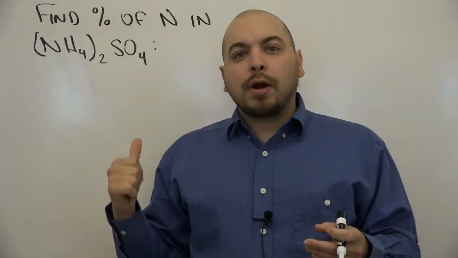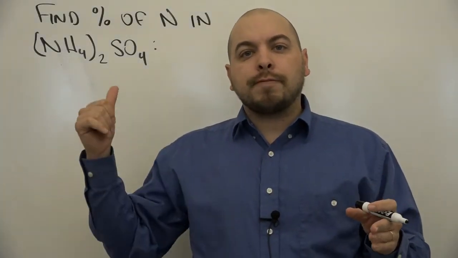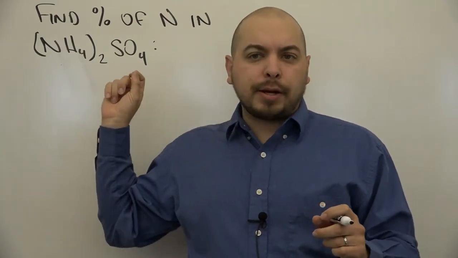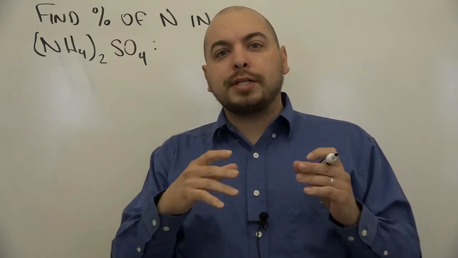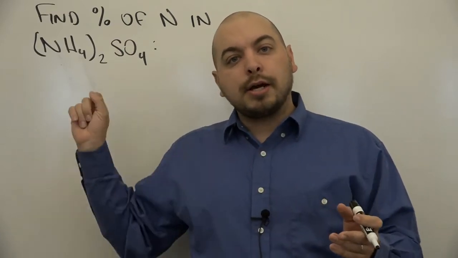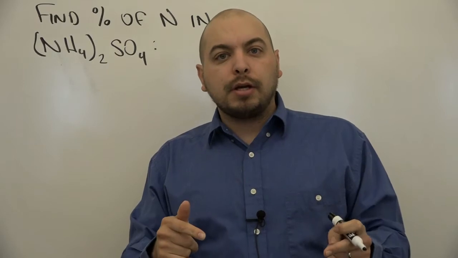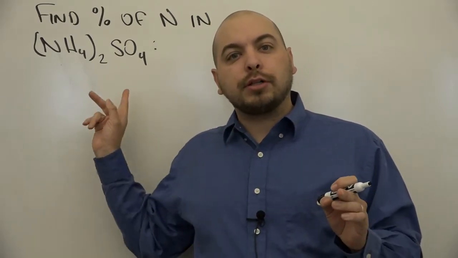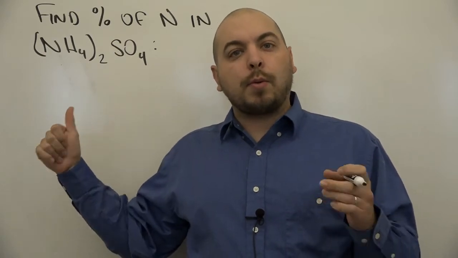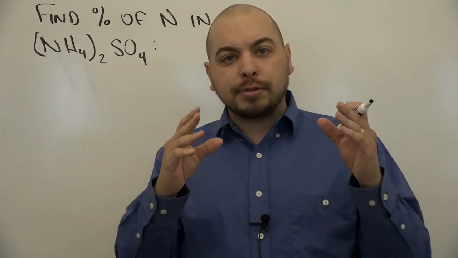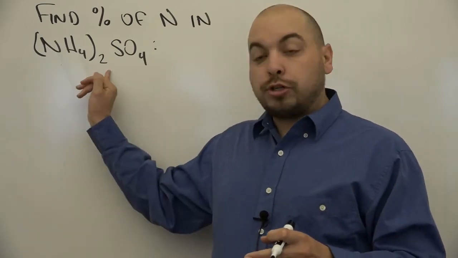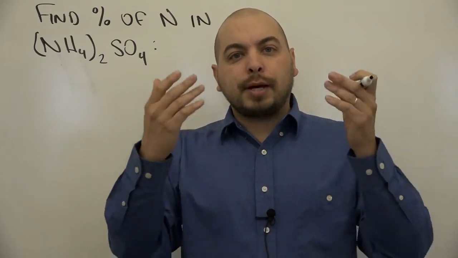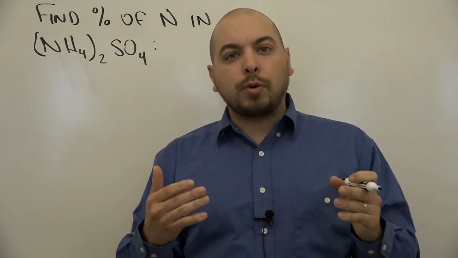In this problem, I want to find the percent composition of nitrogen in ammonium sulfate. So here we have our compound ammonium sulfate, and we're looking for what is essentially the percent by mass of nitrogen in this compound. The first thing we need to do is figure out the molar mass of nitrogen alone in this compound. The way we're going to do that is count the total number of atoms of nitrogen, which is 2, and then divide the mass of those 2 nitrogen atoms by the total mass of the compound. So here's what we're going to do.